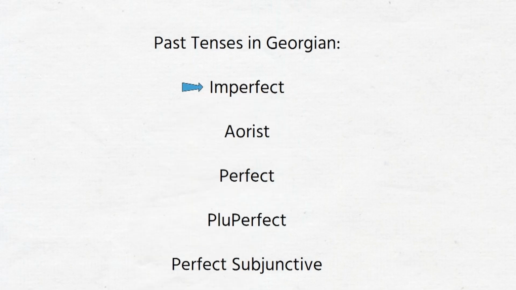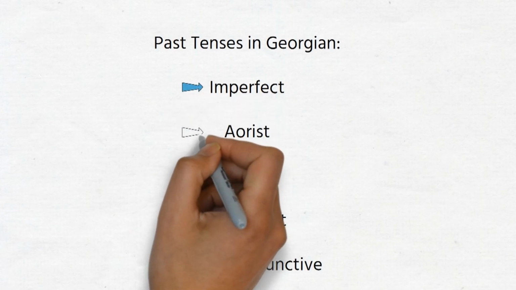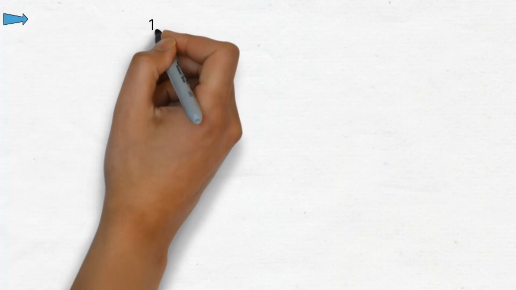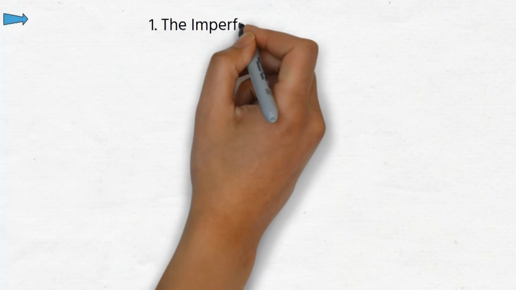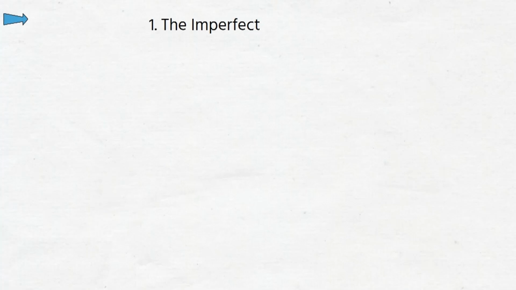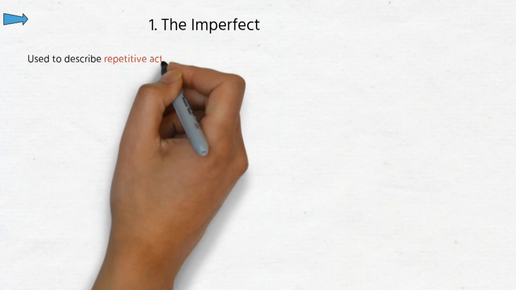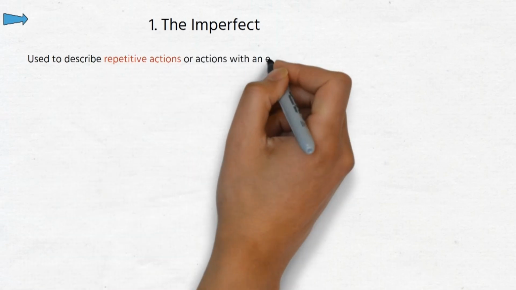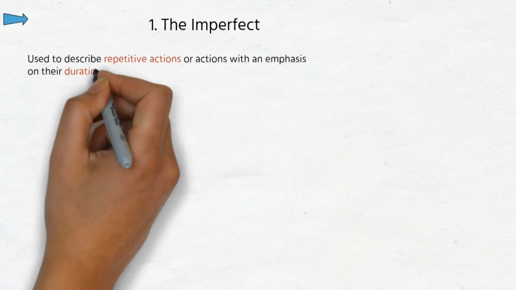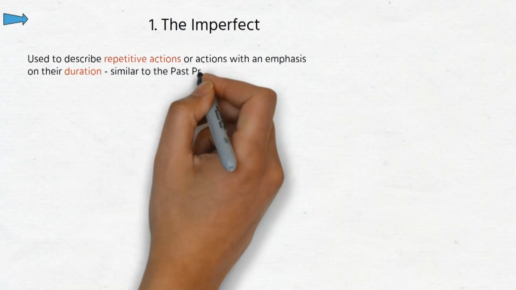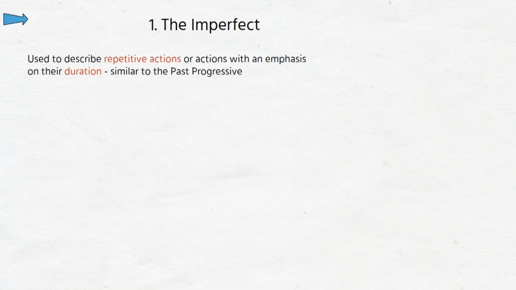And I would recommend that as a beginner you start with the imperfect and the aorist, and today's lesson is about these 2 tenses. Let's have a look at the imperfect first. So this tense is used in Georgian when you describe a repetitive action or an action where you want to put an emphasis on the duration, so similar to the past progressive in English.